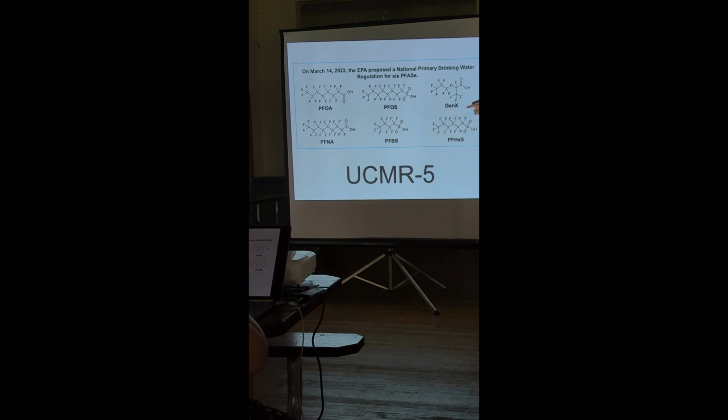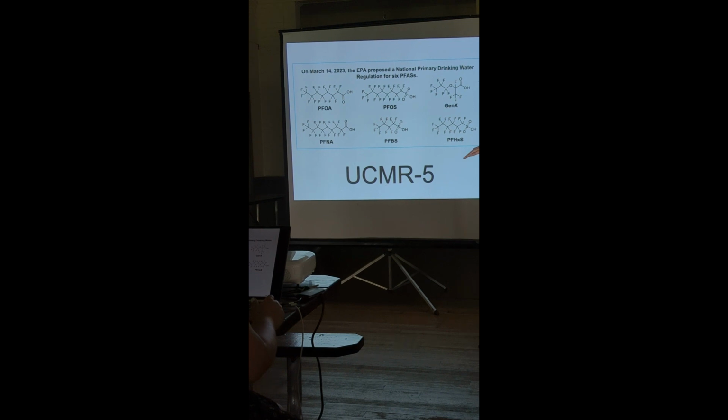The other 4 are a little bit higher, and they're actually being regulated as a class using a hazard index approach that is a little bit more complicated. There's no easy way to explain how those are being regulated. And then I have these 4 letters and a number at the bottom. Does anybody know what this means? UCMR5? Anybody heard of that?